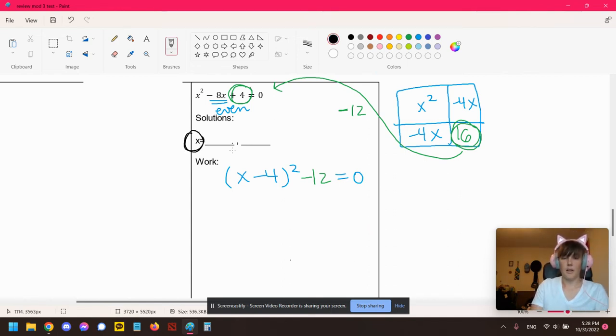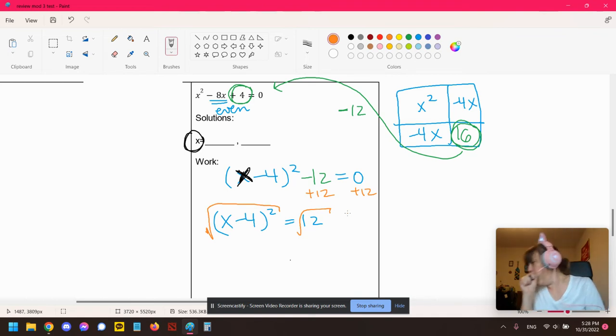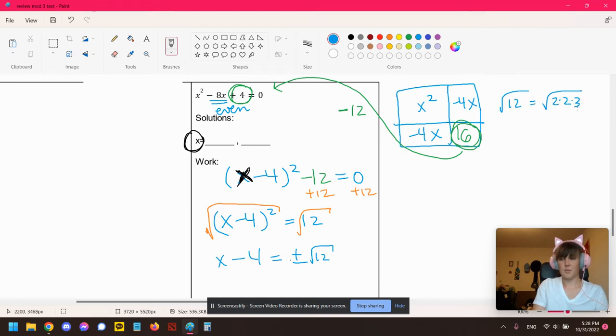Now I want to solve for x. I want to get x totally by itself. To do that, I'll add 12 to both sides. I'll get x minus 4 all squared equals 12. I will then square root both sides. I get that x minus 4 is equal to plus or minus the square root of 12, which I can simplify because this is 2 times 2 times 3, so it's plus or minus 2 root 3.